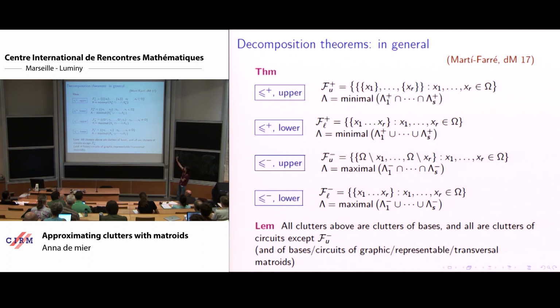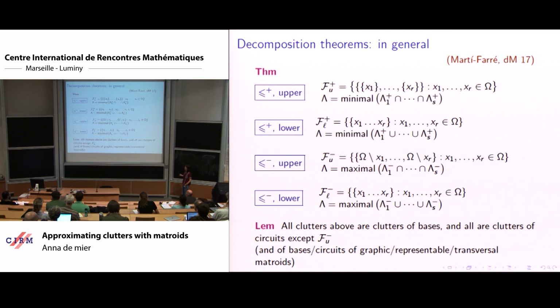So if omega has at least 4 elements, I think, or even 3, that clutter doesn't satisfy circuit elimination, so it's not a family of circuit clutters. And actually, these are also clutters of bases or circuits, except for that. If instead you want circuits of graphic matroids, so I want to approximate by matroids, but just graphic matroids, or just binary matroids, or just representable or transversal, or almost all your favorite classes, it's going to work the same.